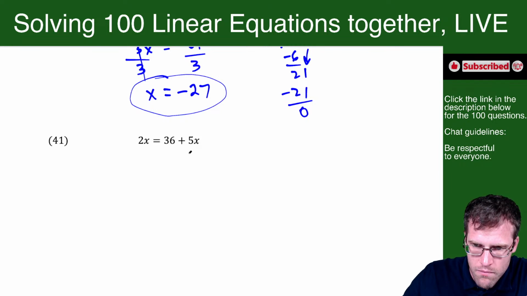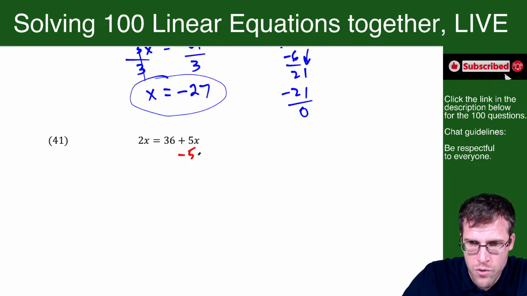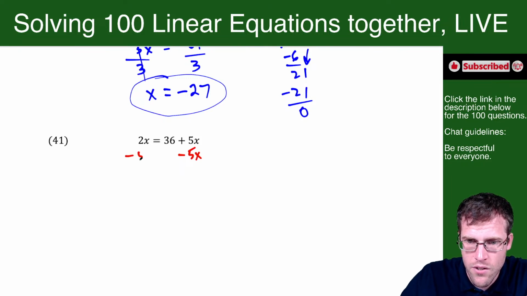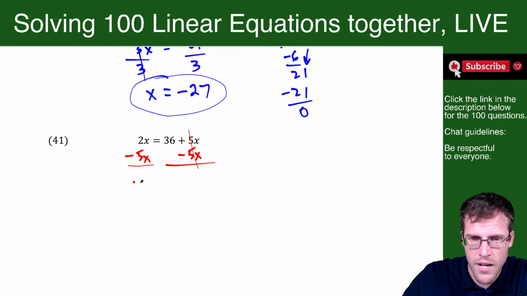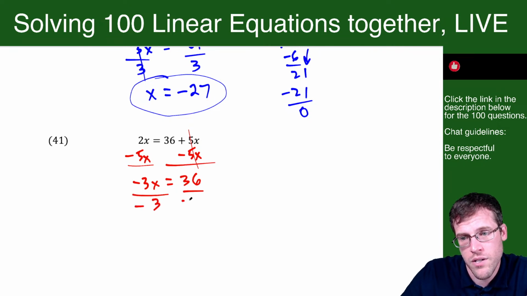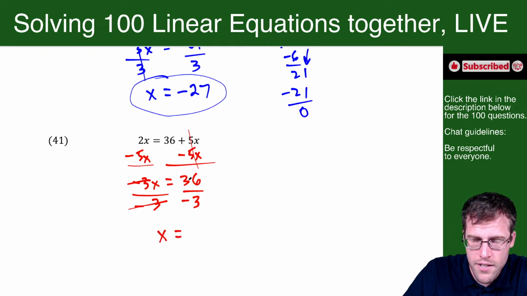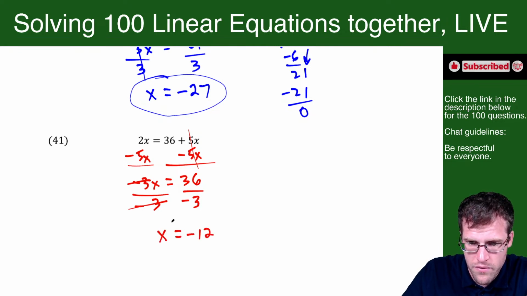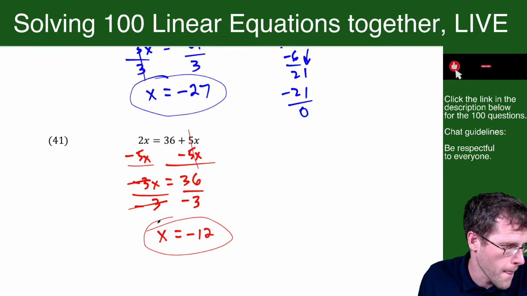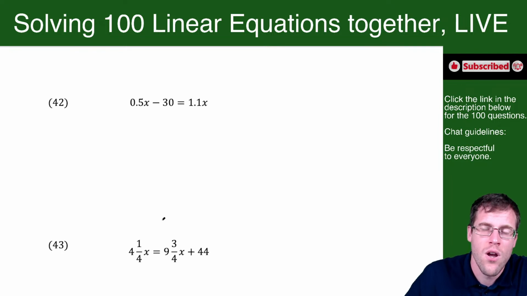Cool, so this one, minus 5x on both sides. Question 41, we're doing minus 5x to get the x's on one side. This is gone. 2x minus 5x is negative 3x equals 36. Now divide both sides by negative 3. And x equals 36 over negative 3 is negative 12. 41 is negative 12. Cool. All right, we're getting there.